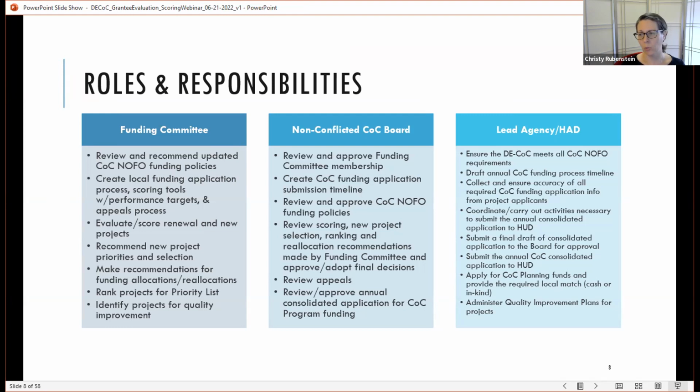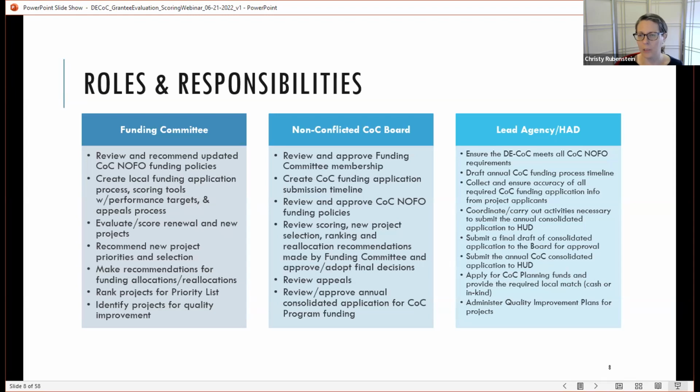The board's role, and it can only be the non-conflicted members of the board, those who do not receive CoC funding, is to review and approve the funding committee membership, but also create a funding application submission timeline working with the lead agency. But then they review the policies, the new and renewal project scoring, new project selection, ranking, and reallocation. All of these go to the non-conflicted board for review and approval. They review appeals. And at the end of the day, with the full application, they will review the CoC's application for funding.